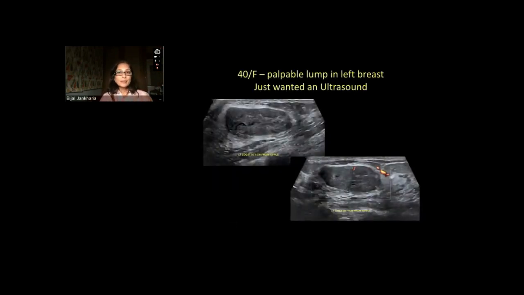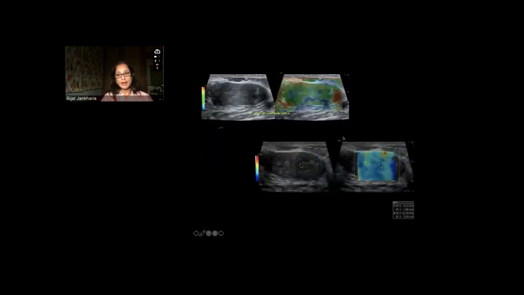This lady wanted only an ultrasound when she was 40 years old, and we've seen a lesion that is predominantly circumscribed, but it is heterogeneous. There are some cystic, almost serpiginous areas within it. It has internal vascularity. I'm not going to leave her alone at this. This would be BI-RADS category 4A.